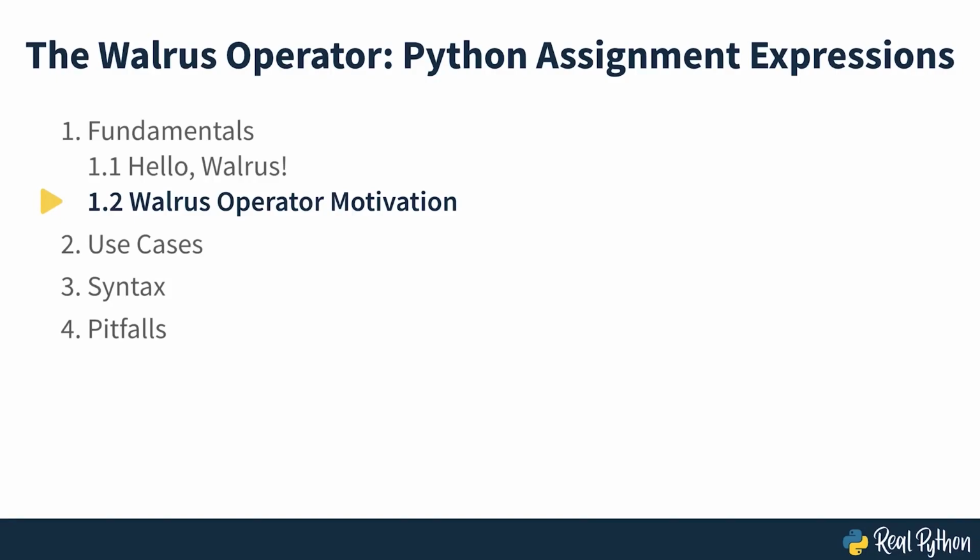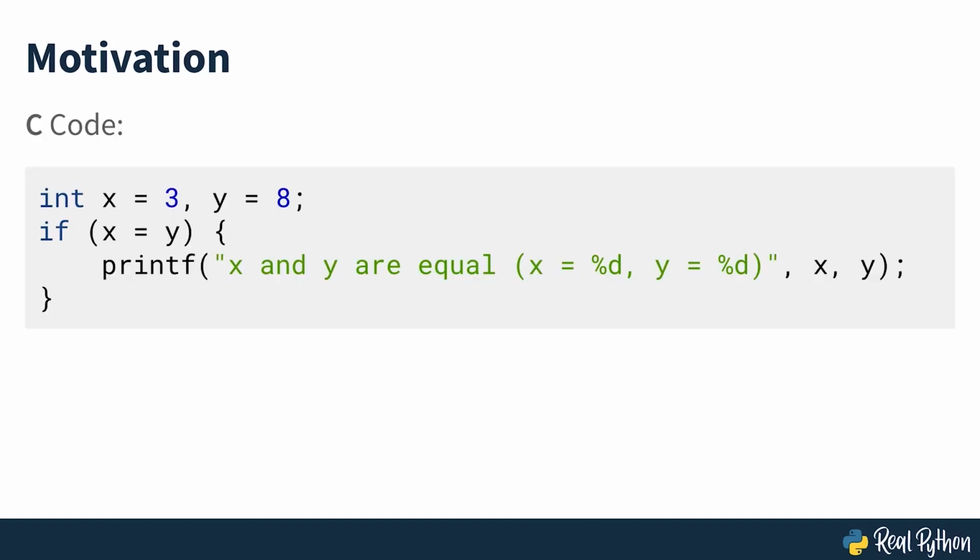Motivation. In many languages, including C and its derivatives, assignment statements function as expressions. This can be both very powerful and a source of confusing bugs. For example, the code seen on screen is valid C, but it doesn't execute as intended.